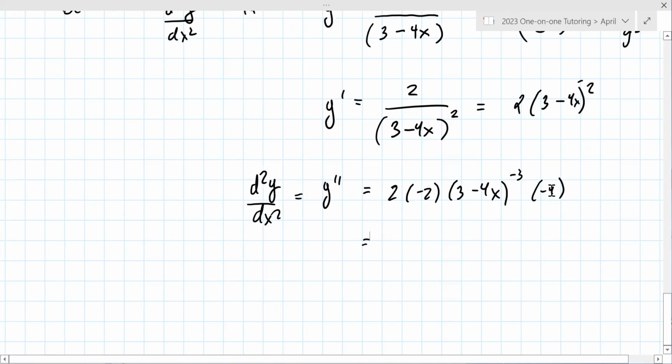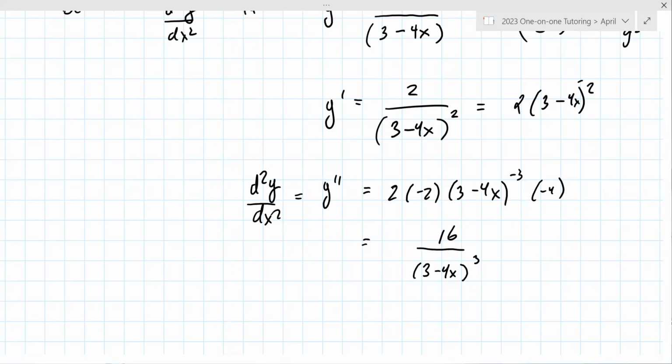The coefficient that goes out in front ends up being 16 over, looks like (3 minus 4x) cubed, 2 times negative 4 there. Let me know when you get that down and we can move on to a new problem. Yeah, I got that.